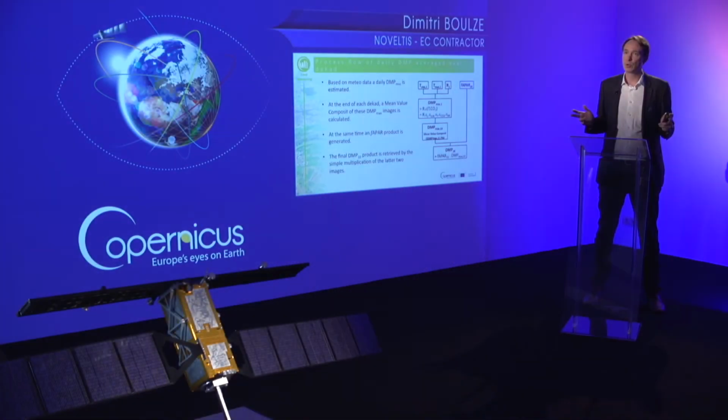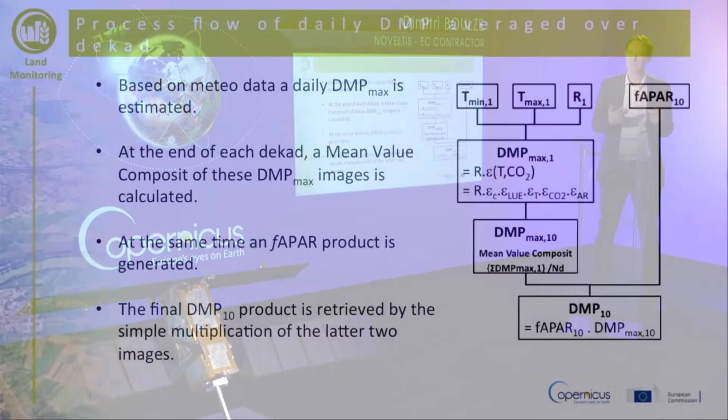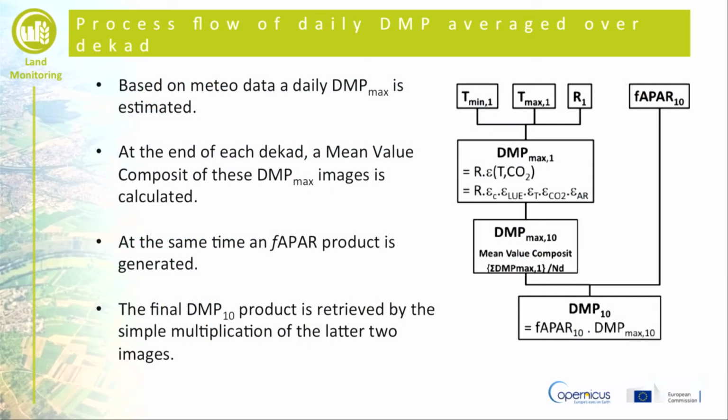Actually, the dry matter productivity provided by CLMS is derived from a PROBA-V 10 daily synthesis data. The product is calculated globally on a 10 daily basis and made available to the users in near real time every 10 days. Here, the figure summarizes the process flow to produce the 10 days DMP as made available by CLMS. Based on meteo data, a daily DMP max is estimated.